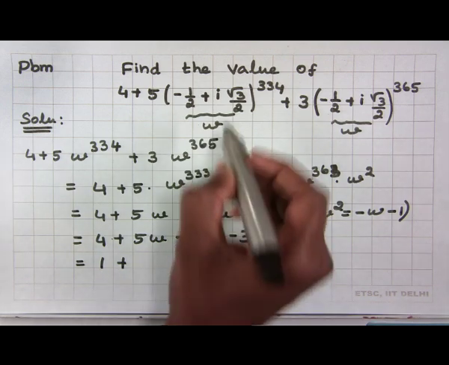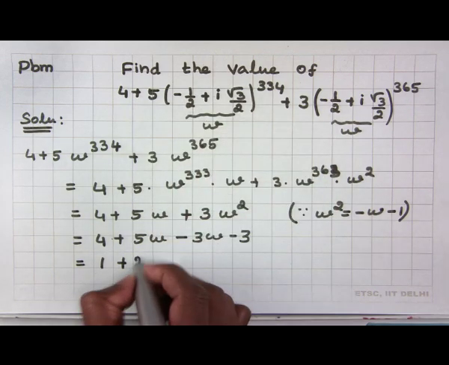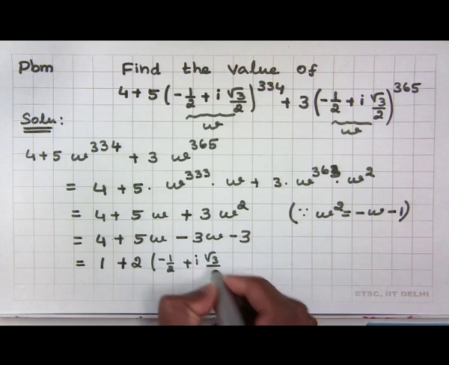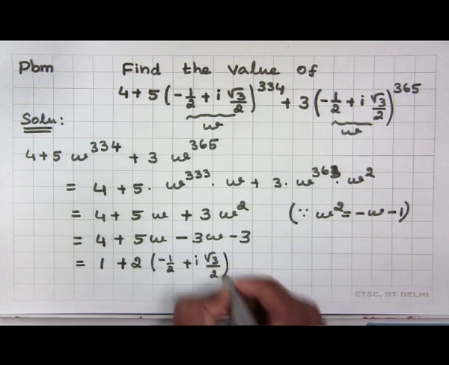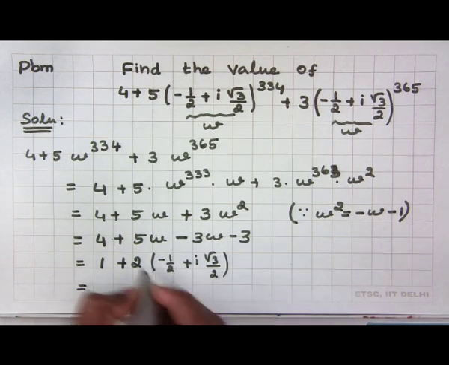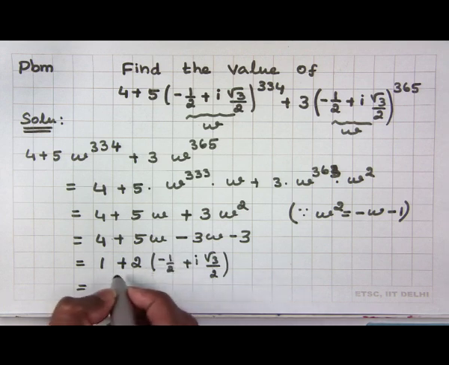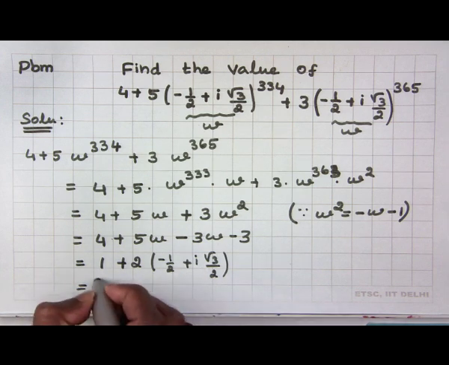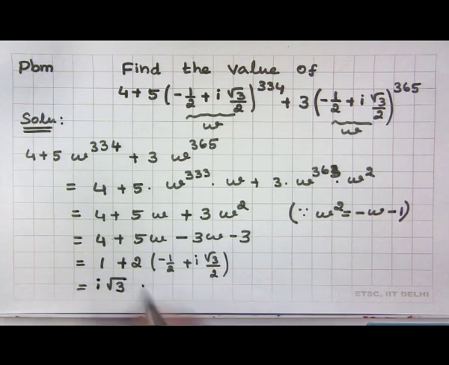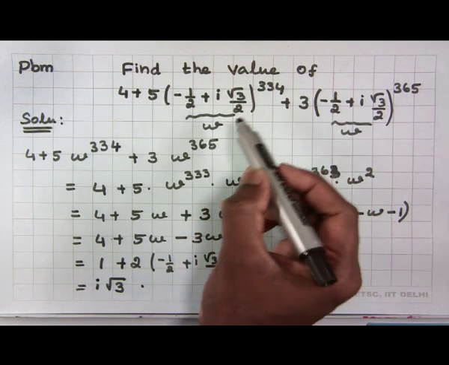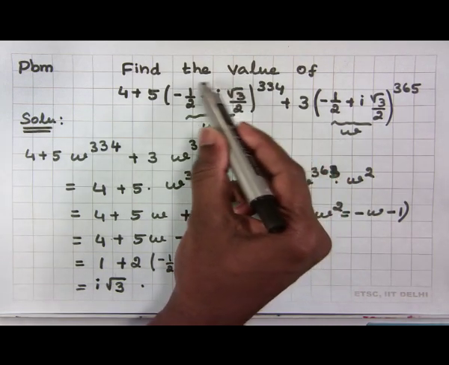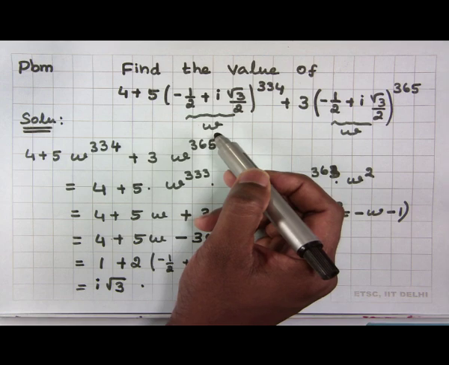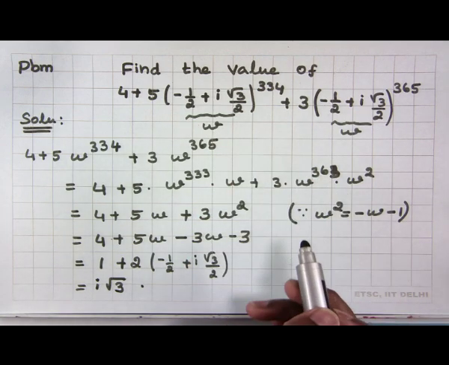Now, just see what the value of omega is, which is minus half plus i root 3 by 2. After simplifying we see that we get a minus 1 here which cancels with 1. So, the remaining factor is i times root 3. So, it seems that when we have an expression with powers of omega, we could easily reduce it by using the properties of omega.